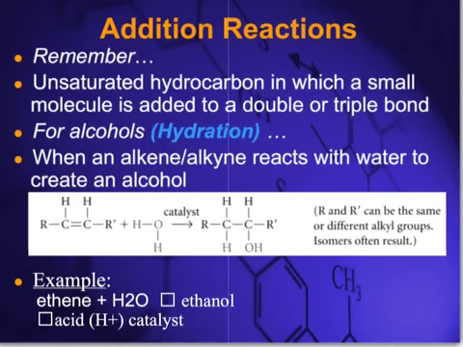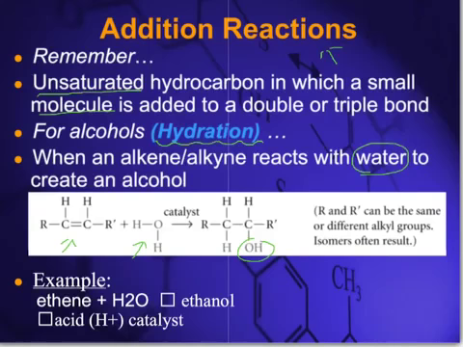Now let's talk about reactions that involve alcohol. First, we'll talk about reactions that have alcohol as a product. And these are addition reactions. If you remember, addition reactions are where unsaturated hydrocarbons, such as alkenes and alkynes, are reacted with small molecules to produce an alkane-like compound. For alcohols, this is produced by reacting alkenes or alkynes with water. And because we're reacting with water, this type of reaction is called a hydration reaction. When a water molecule is added across a double bond, you will get an alcohol compound.